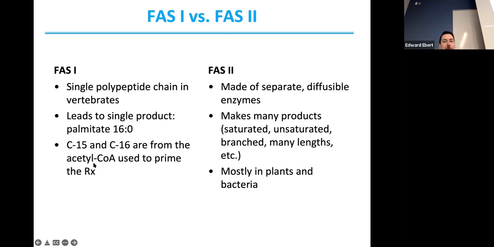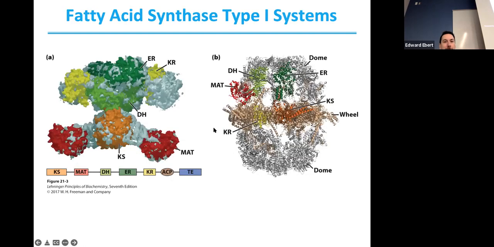Carbon 15 and carbon 16 are from the acetyl-CoA, and they're used to prime the reaction of our fatty acid synthase. Fatty acid synthase 2 is only in plants and bacteria.